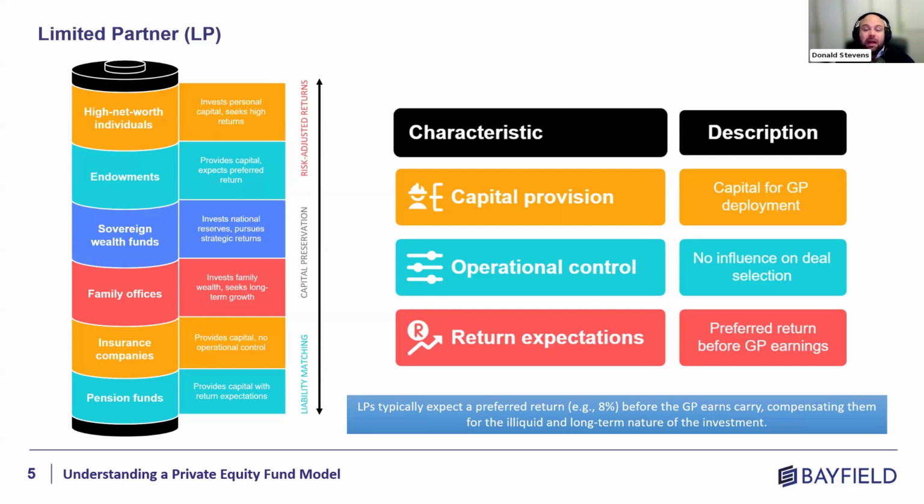So you can tell them, this is the return that I want. And then anything in excess, we can split based on that. And that's typically around 8% before the GP can earn any carry or any bonus associated with the value that they're adding.